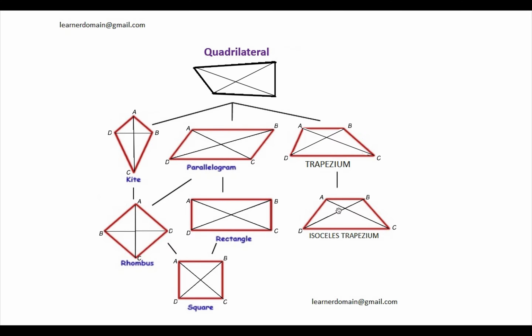What about the property? Well, if you look at angle D and angle C, they pretty much make the base angles of an isosceles triangle. So they are equal. Angle C is equal to angle D. Similarly, angle A is equal to angle B.